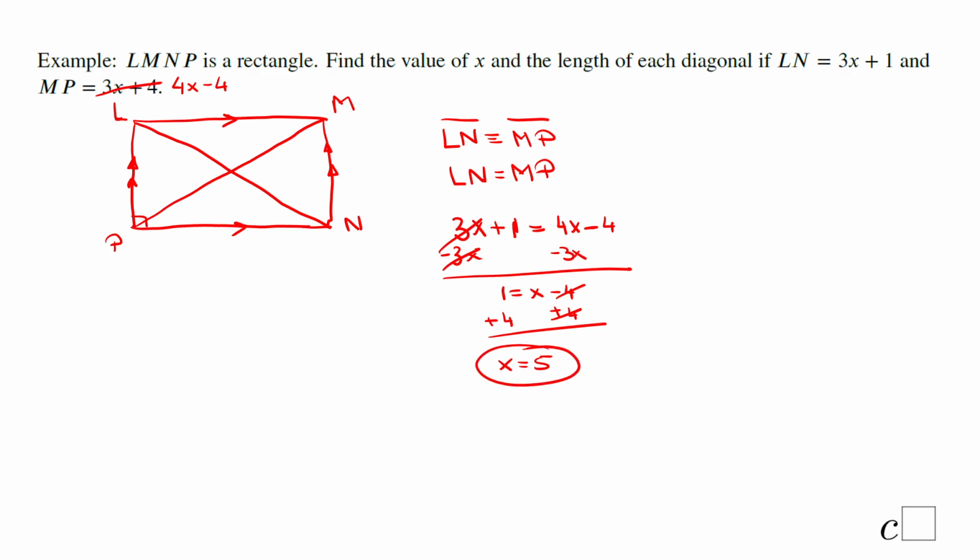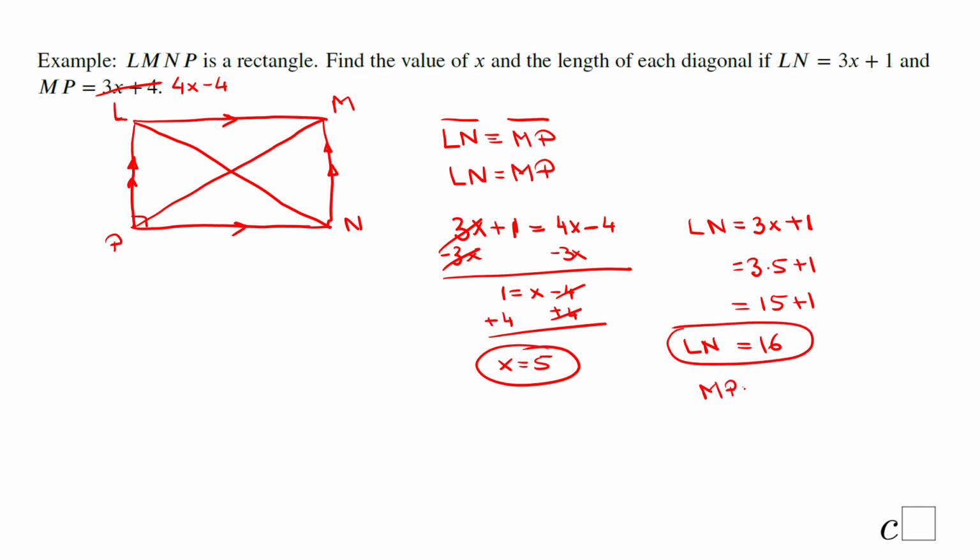And now we need to find the length of each diagonal. So we're going to plug in one of them, let's say in LN. LN is 3x plus 1. This is the good one. I apologize for the second part. So that will be 3 times 5 plus 1, and that will be 15 plus 1, and that will be 16. So the diagonal LN is 16. Obviously MP will also be 16 because they are congruent. Of course you can plug that 5 in the second expression, and you'll see you get the same 16.